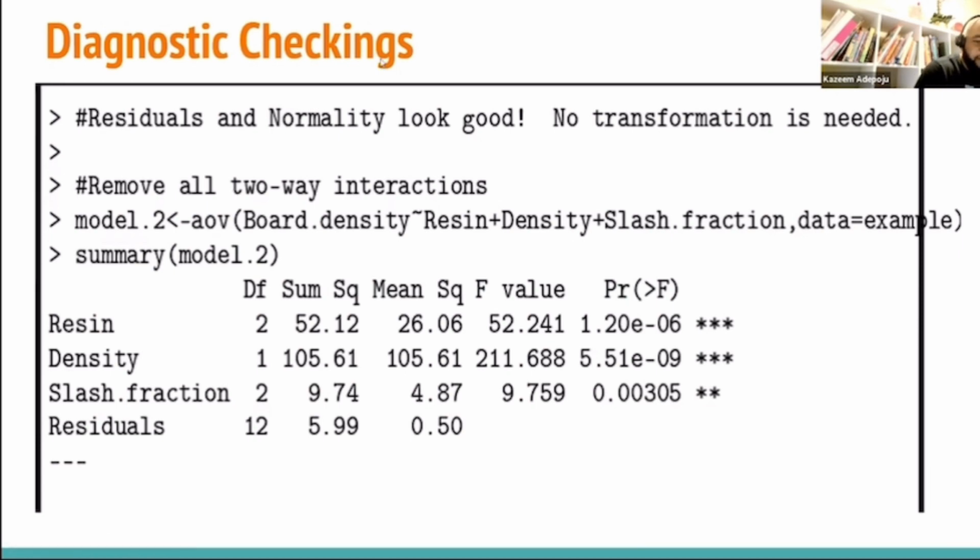Give me one second. I think a chat came in. Somebody said, why didn't we consider the three-way interaction term in this case?